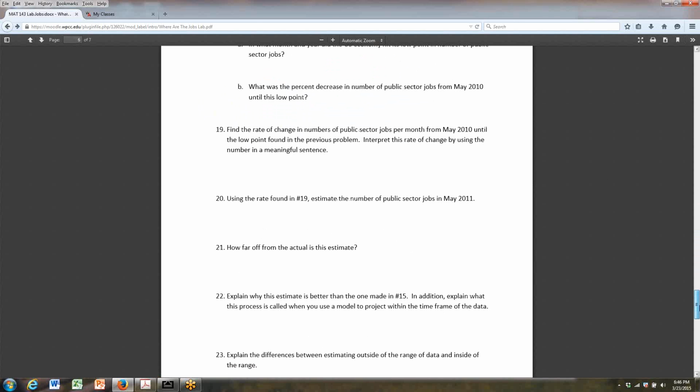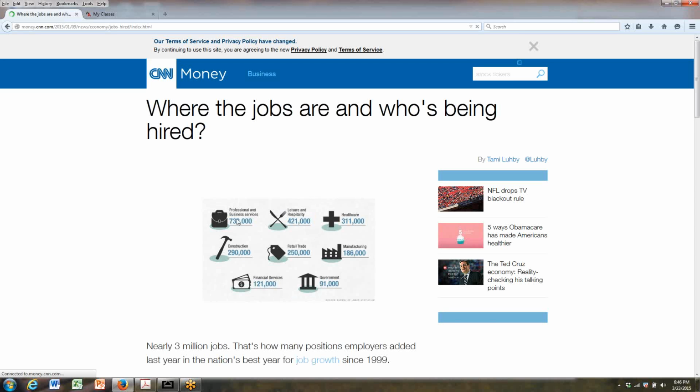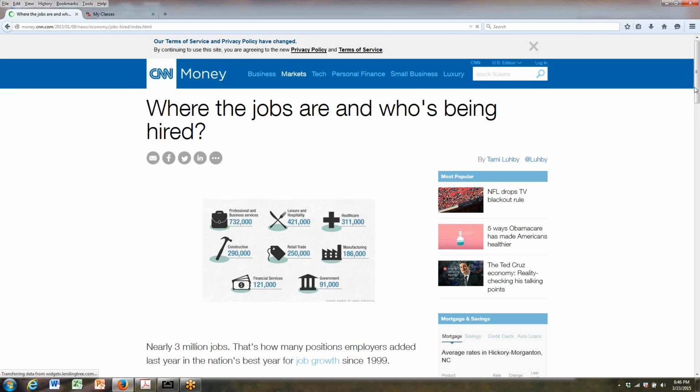Okay, so let me just go back to the PDF that we had. And it's an add-on. These last questions here. It says, as a follow-up to this lab, consider the more recent article found at this website includes data from 2014. Okay, so all of 2014, so it's literally just a few months old. It says, what category are those jobs added to in 2014? So if I click on that, there it goes, and it gives you this area right here, professional and business services, where the most jobs are added.